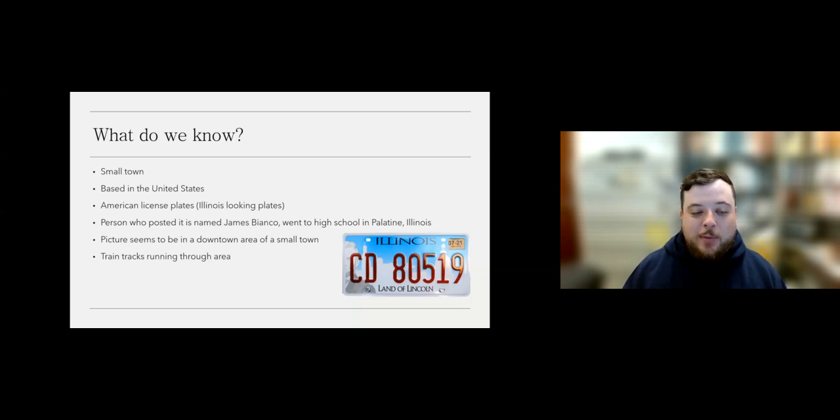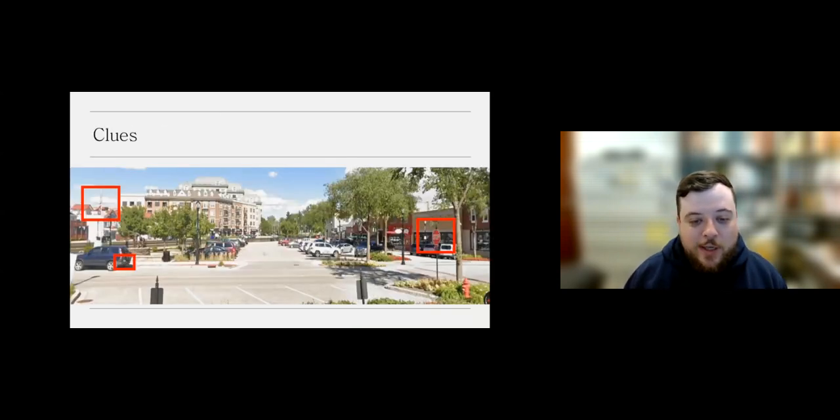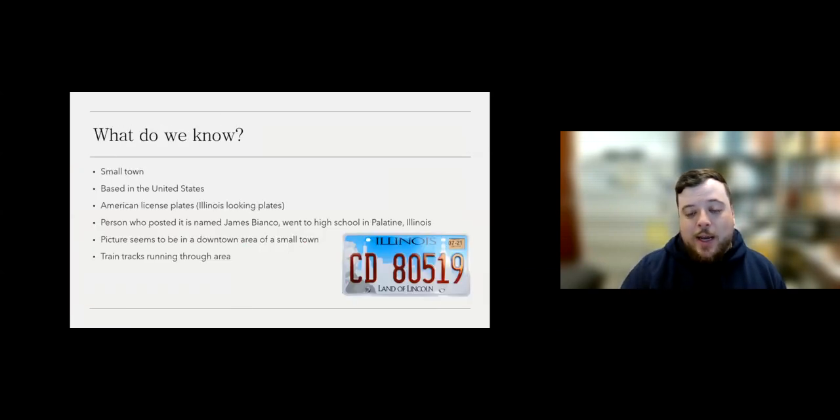And we could see that the picture seems to be in the downtown area of a small town. We could see train tracks running through the area, right? So if we look here, see the train tracks there. It's a very downtown looking area of a small town, especially if you're from the Midwest, that'd look very familiar to you. So all good information to know, right? So that's kind of how we would run through it and figure out where the location might be.